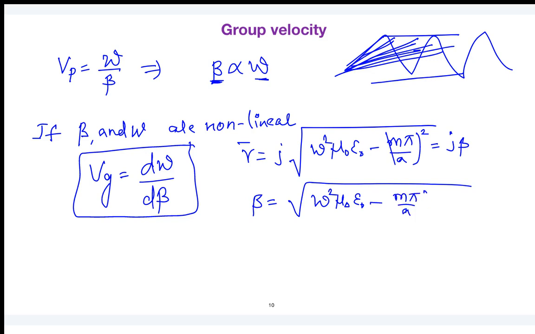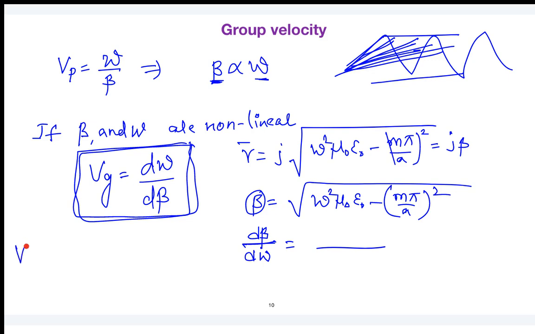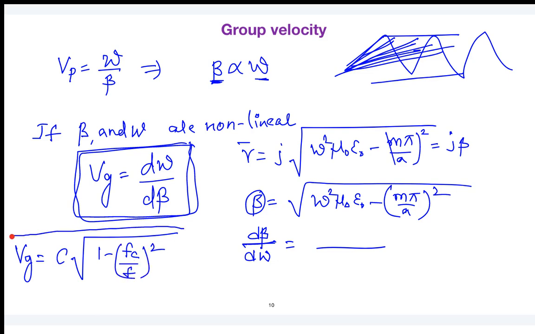This is the same thing we did for the phase velocity, right? So what you can do is differentiate the value of beta with respect to omega and then take the reciprocal of that. You are going to get the group velocity, which is nothing but c into root over 1 minus fc by f whole square. Please cross check if you have the time, but the approach is this: take the differentiation of beta with respect to omega and take the reciprocal.